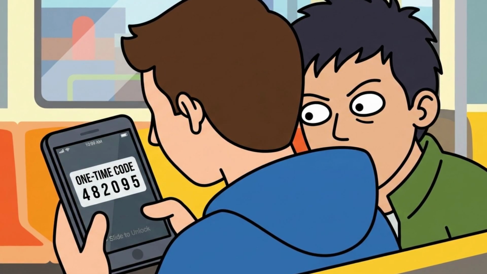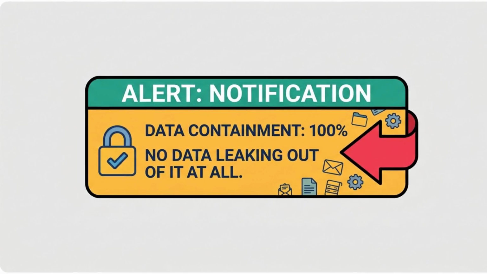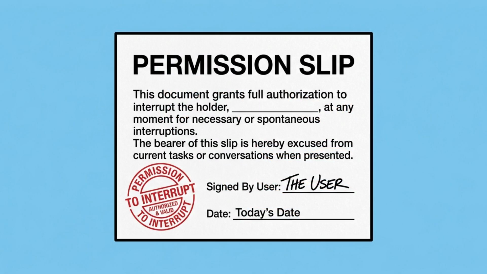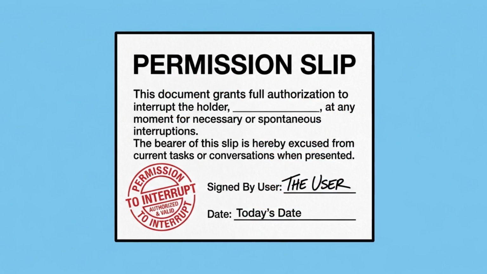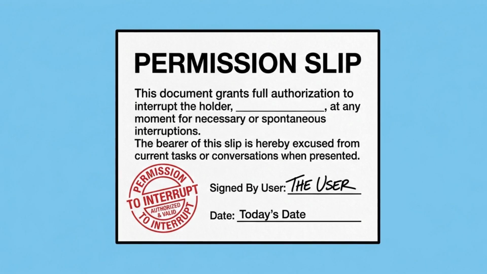Second, and this is the honest one, notification permission isn't really about information leaving. It's about getting you back. It's a permission to interrupt you, granted by you, used against your attention for as long as you keep it.